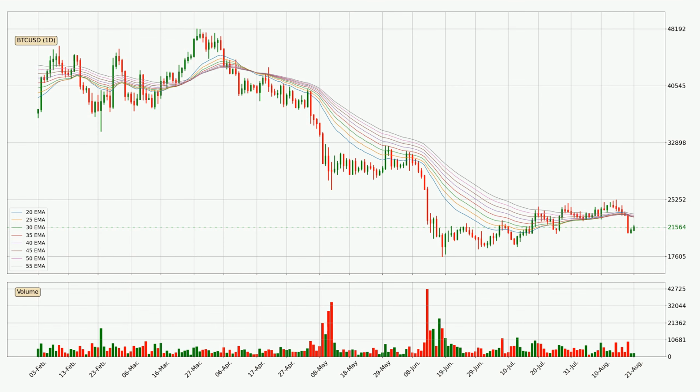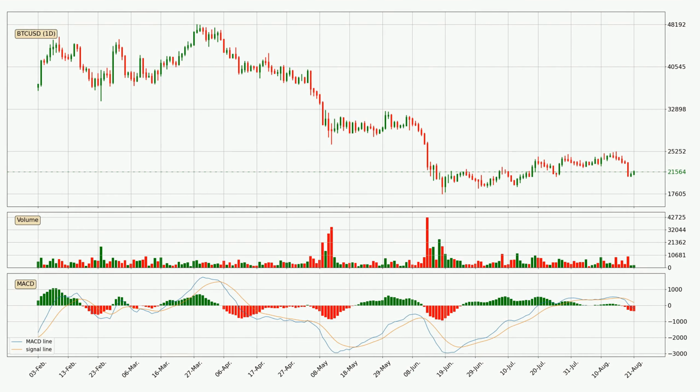Moving to the daily MACD, the MACD line is below the signal line, which shows that the current trend is on the downside. The MACD histogram shows that the momentum is currently strong, and it could be expected the price to go further to the downside.